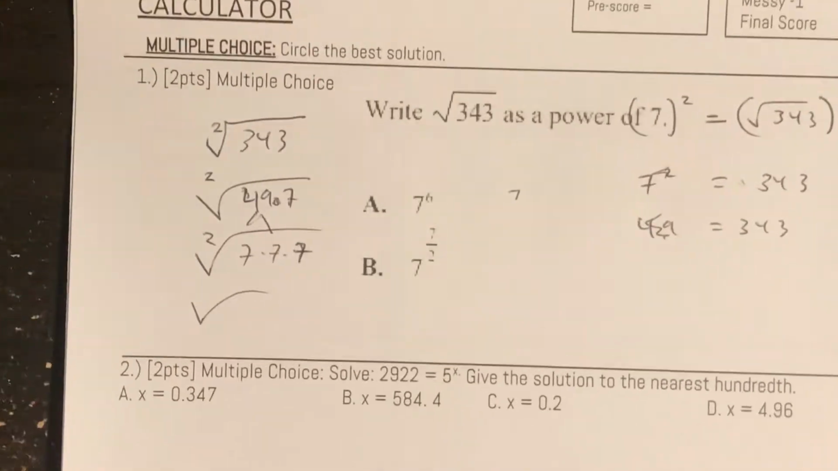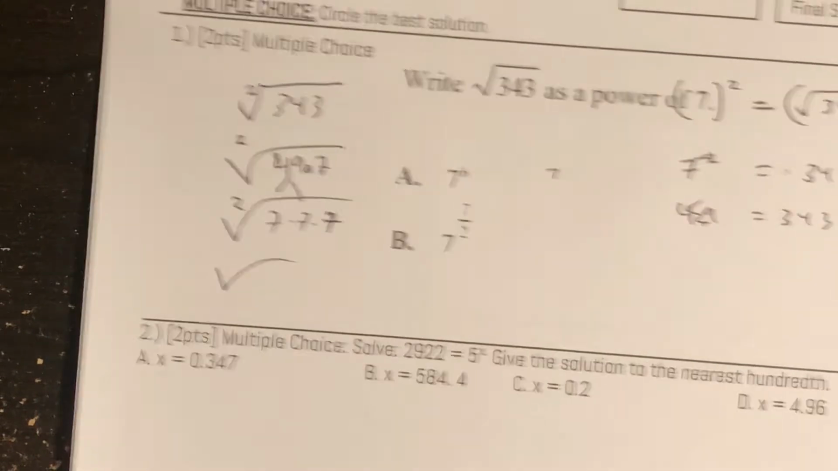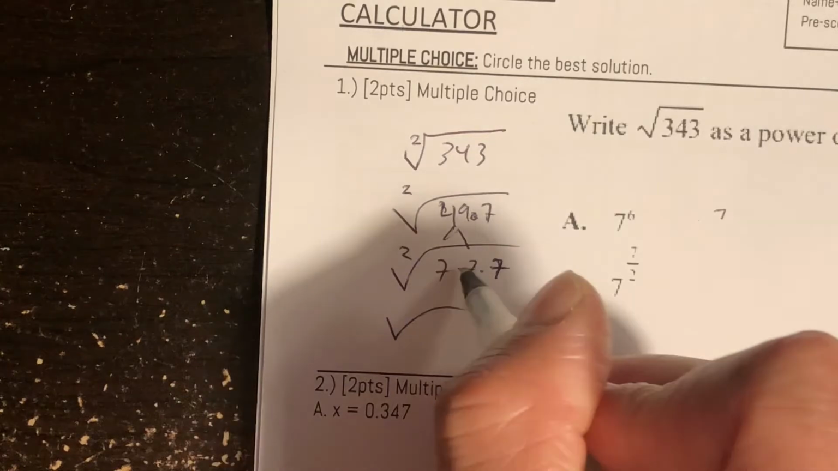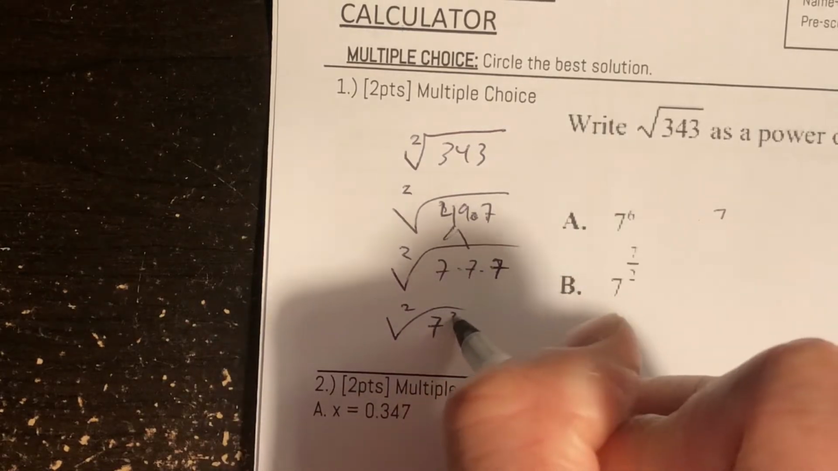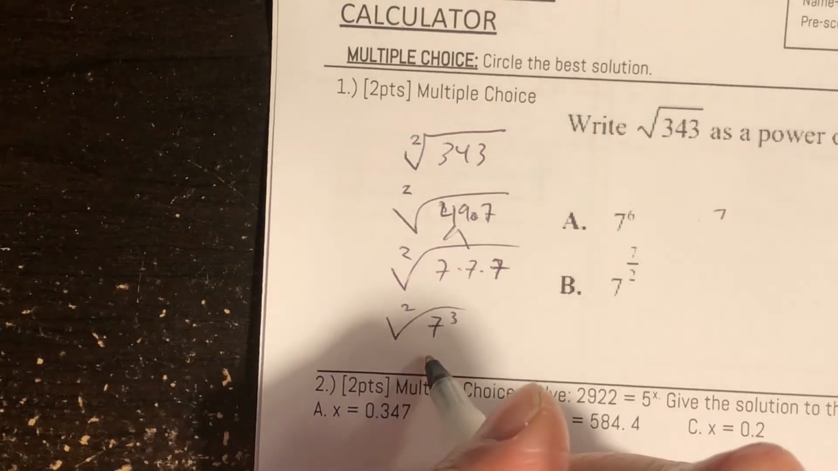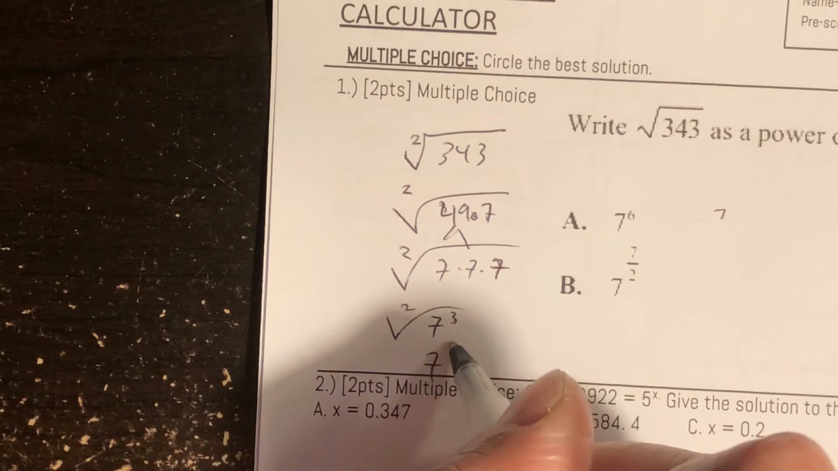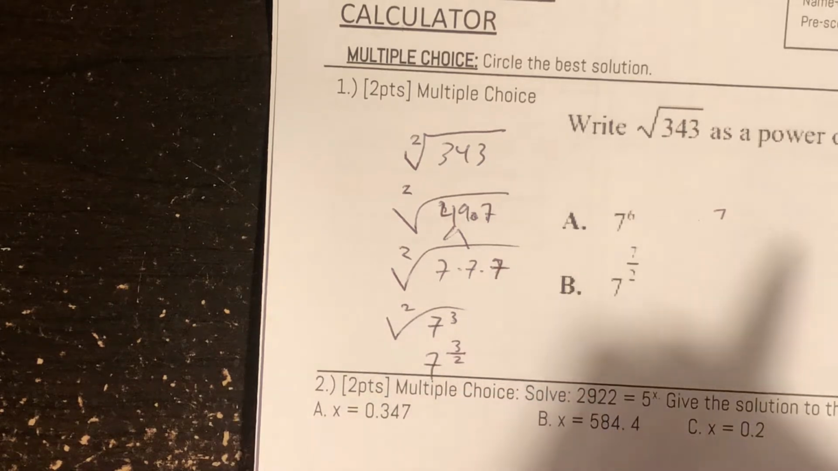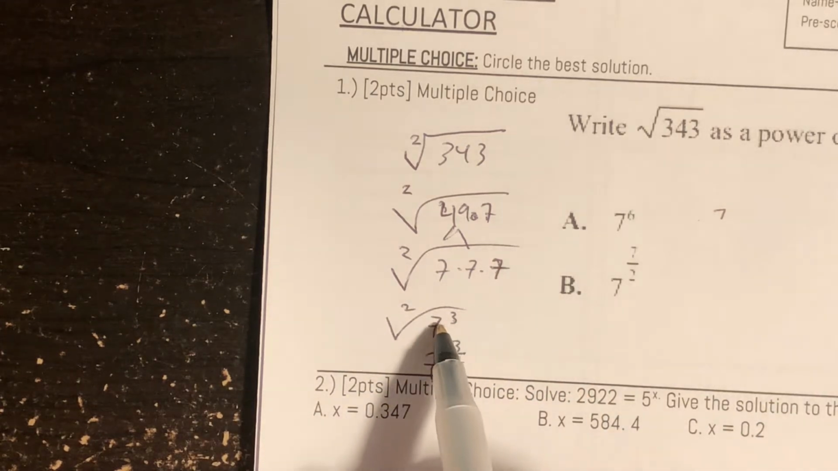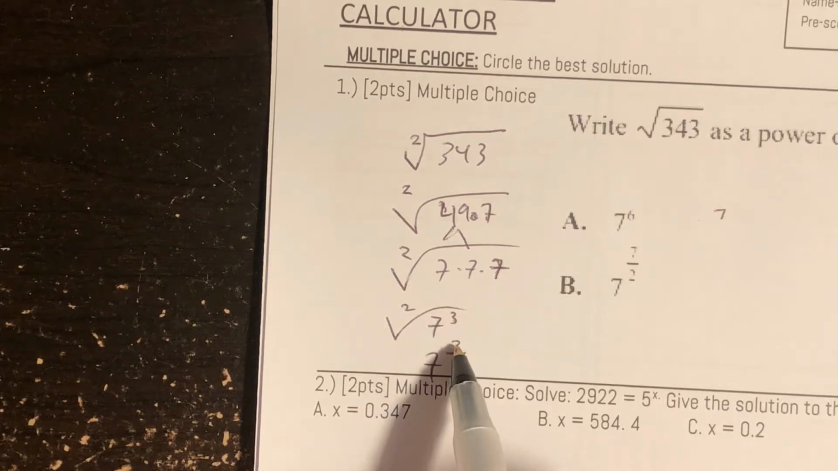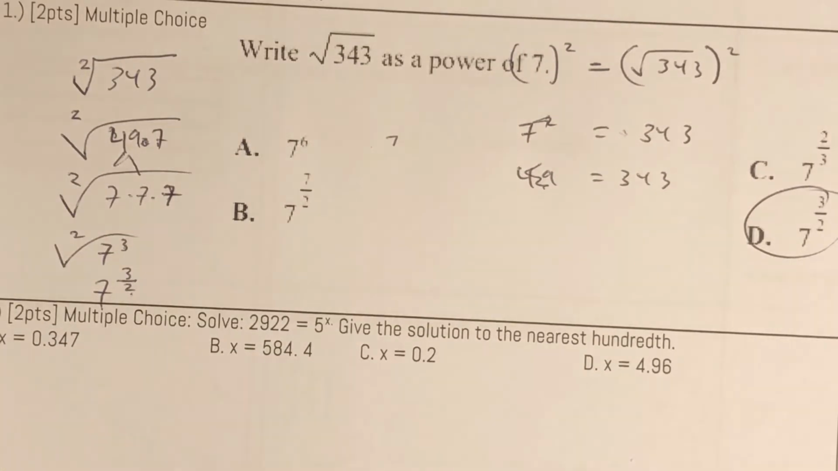So what you get here is you have 3 7s. And that 3 stays there. That 3 goes in the numerator and the index is 2. So that would be your choice D as your answer. Question number 2.